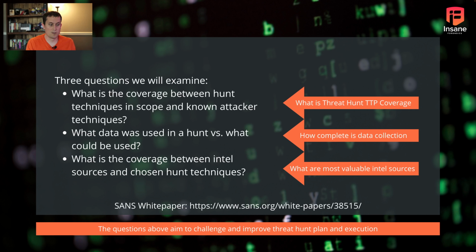Second question we'll dive deep into is what data were you using versus what data could have been used? This will get into some of your completeness on your data collection. How well are you both collecting and processing and using data out there?